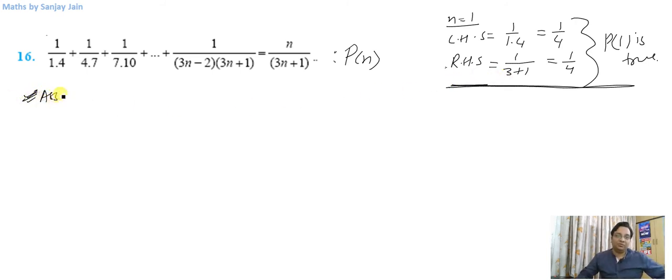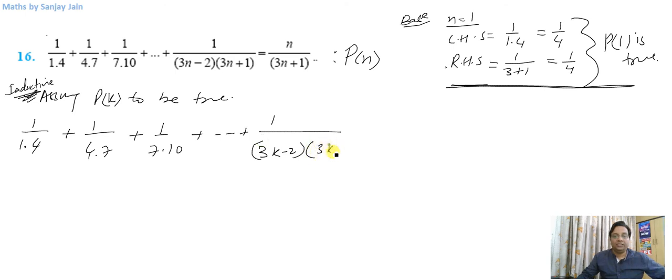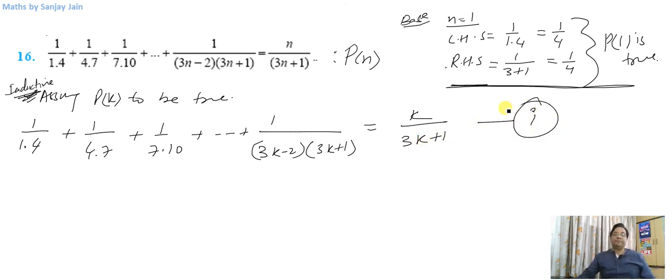Now assuming p of k to be true, we will write this statement 1 upon 1 into 4. This is my inductive step. You may also write this, that this is base step. So 1 upon 4 into 7, 1 upon 7 into 10 plus 1 upon 3k minus 2 into 3k plus 1 is equal to k upon 3k plus 1. This is my equation number 1.